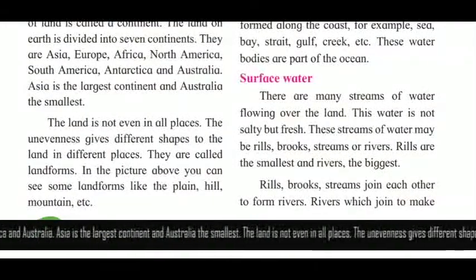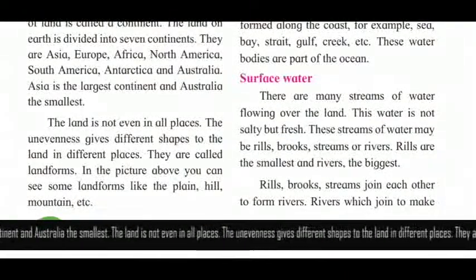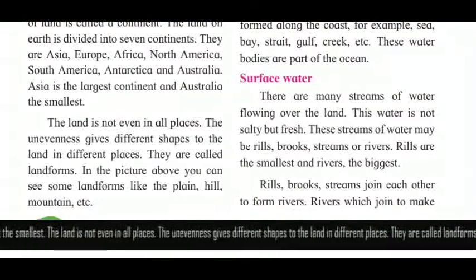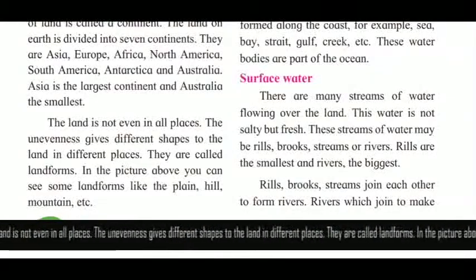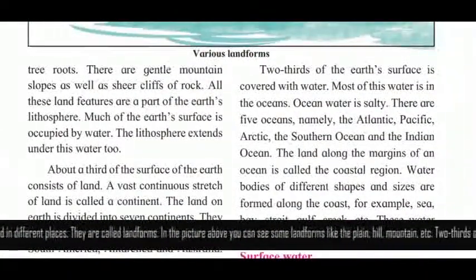The land is not even in all places. The unevenness gives different shapes to the land in different places. They are called landforms. In the picture above you can see some landforms like the plain, hill, mountain, etc.